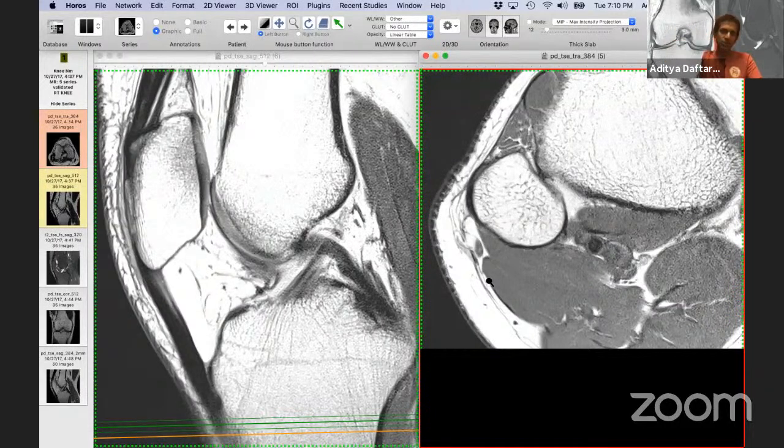So with this, we basically covered the entire segment on how we look at the MRI, what the common structures we look at are, and how we go about them.